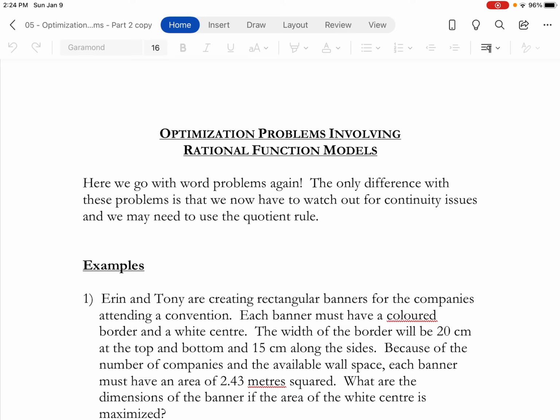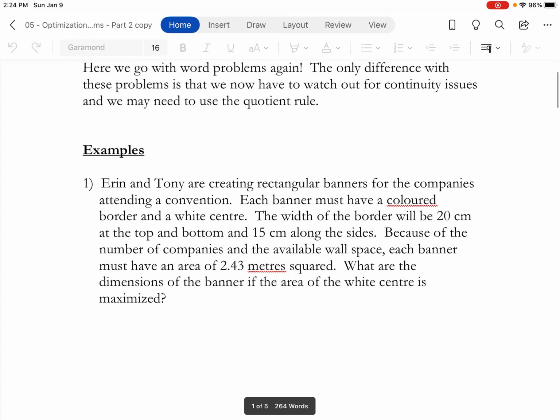We'll also incorporate some measurement conversions in here, maybe getting closer to what real-world problems could look like, that measurement conversions might pop their head up. So let's take a look at the first one.